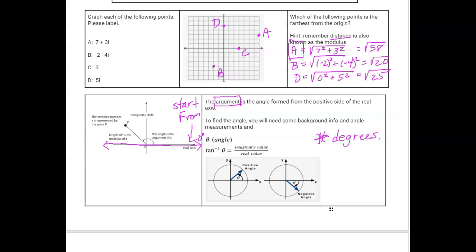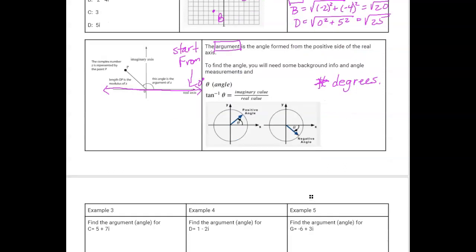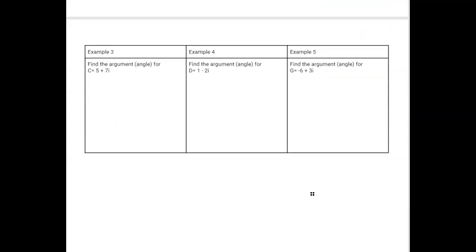So I like to plot it to see if the answer makes sense. But look at the pictures. If we go up, it's going to be a positive angle, and if we go down, it's going to be a negative angle. But your calculator will give that to you. So let's do a couple of examples, and it sounds a lot harder than what it really is. So if we want to find the argument, and I'm going to graph it just to kind of help check ourselves. So we go 5 and then up 7.